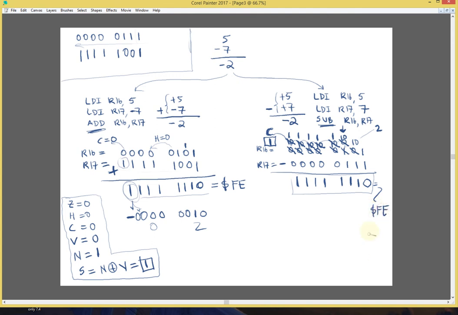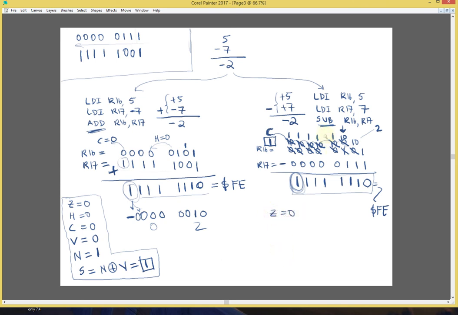FE. The same answer. Okay, so under the signed interpretation, this tells me I have a negative number. What is that negative? Well, we already did it here. You change it over and you get minus 2. So everything matches, but did we get the same flags? Okay, going back, the answer was not 0, so Z equals 0.